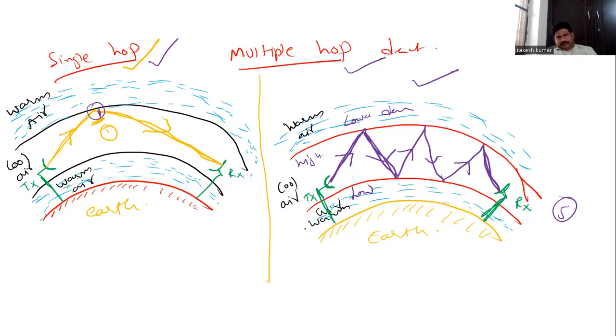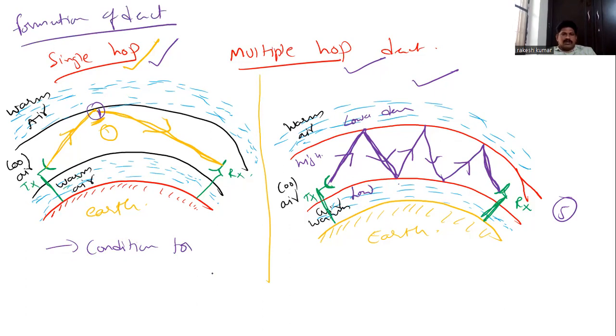Okay. So what is the condition for duct propagation to exist? This is the formation of duct. The condition for duct propagation is the condition for the duct.